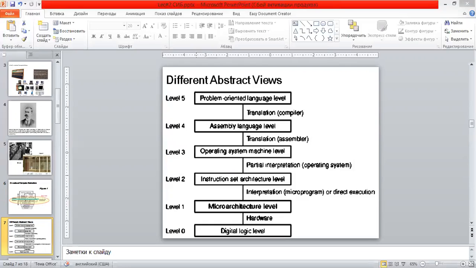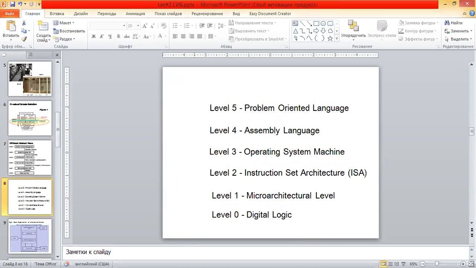Also, this picture illustrates another view of the computer system, which is comprised of different levels of languages and the means of translating these languages into low-level languages. Finally, the microprogram is loaded onto the hardware. So here it is from level 0 to level 5. The main concepts for figure 2 are listed as follows.